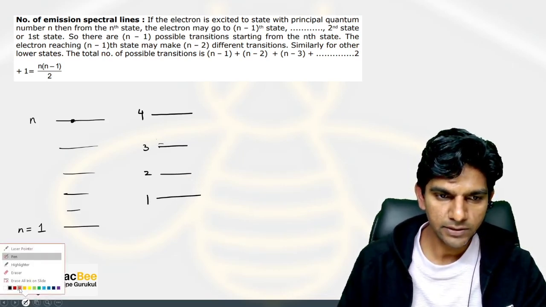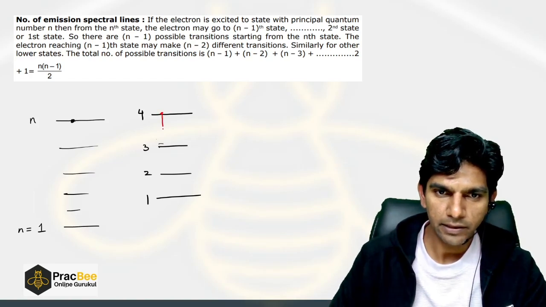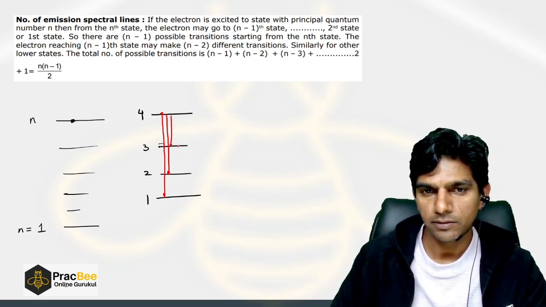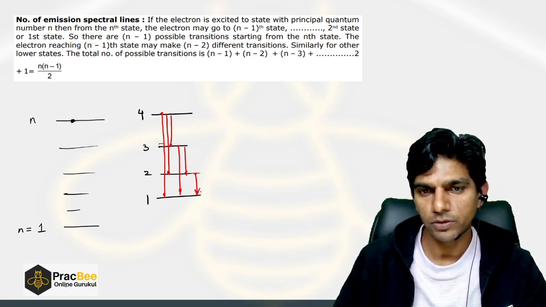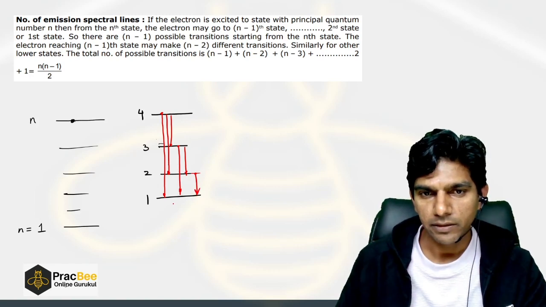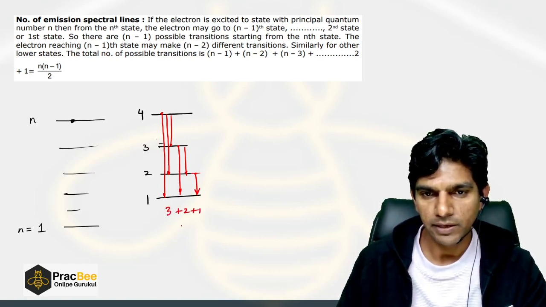So if electron is in the 4th level, then the electron can directly go to the 1st level, or the electron can go to the 2nd or to the 3rd. Suppose if the electron is in the 3rd level, it can directly go to the 1st level, or it can go to the 2nd level. So if the electron is in the 2nd level, it has only one transition, that will be to the ground state. So how many lines are there? So it will be 3 plus 2 plus 1, so that will be 6.